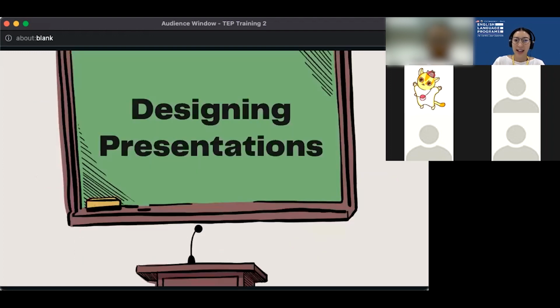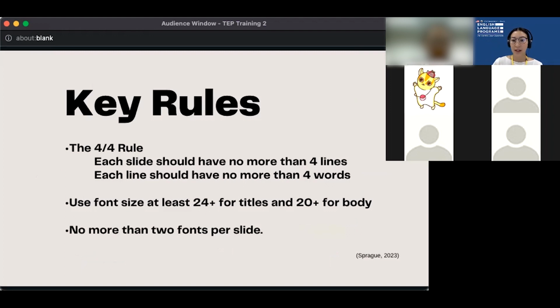So when we have students design presentations, there may be some key rules that will be helpful. And this is general for all types of presentations. Here are some things that you may want to share with your students.